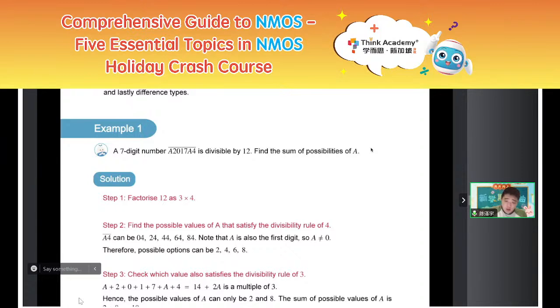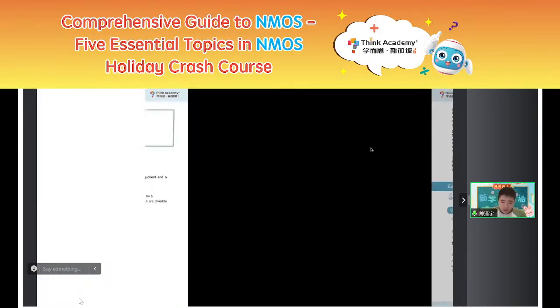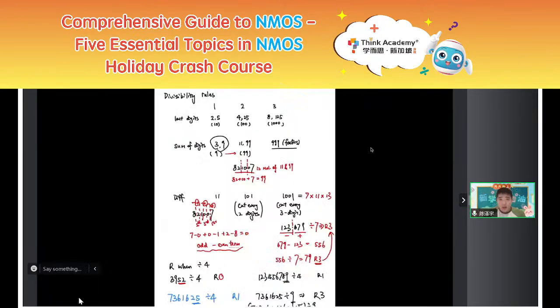That is, a 7-digit number A2017A4 is divisible by 12. What is the sum of possibilities of A? So 12 is not really like any of the numbers that we have done. It's not even in my table. If you look at my table, it's not even in my table.